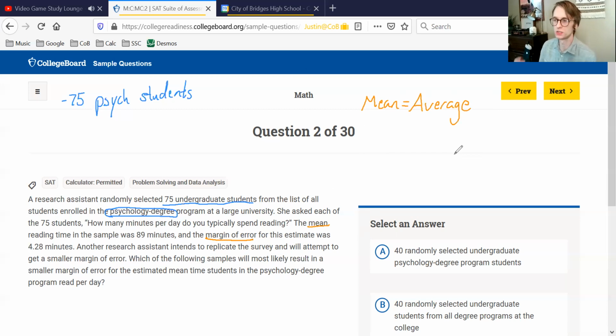I think we all know how to compute this. If there are two people, and one person reads 70 minutes a day and the other reads 80 minutes a day, you would add those two together. So 70 plus 80 is 150. Then you would divide it by how many counts you have, so two students. 150 divided by two is 75. So the mean reading time between those two students would be 75 minutes.